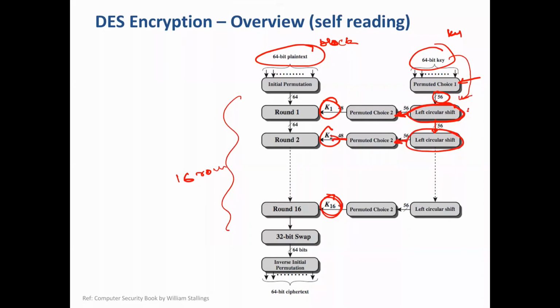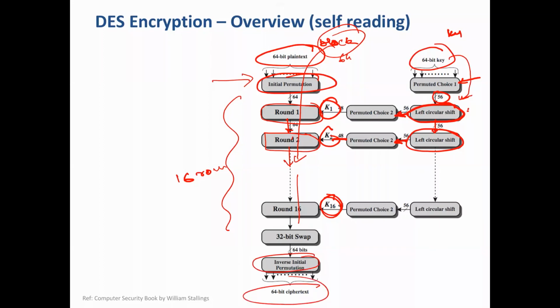Now we use this key in each round. Then we take the output, and it goes to the second round, and so on. The same block of data, which is 64 bits, we call it the block. This block keeps going down. After 16 rounds, some kind of swapping happens from left to right and so on. And then finally, whatever initial permutation we did, we change it back, and what we get is the ciphertext.